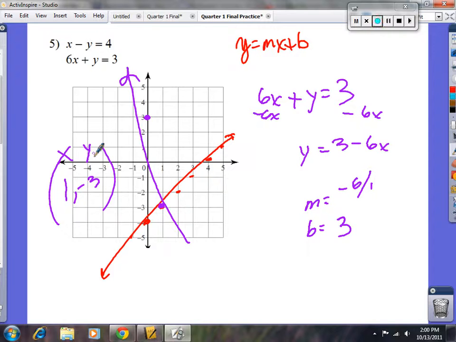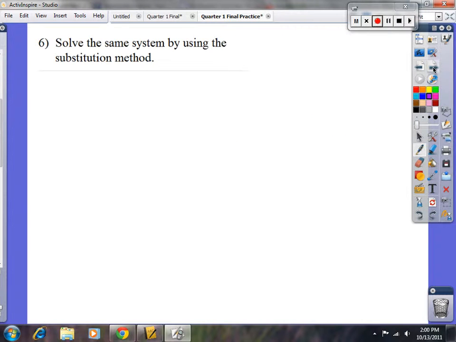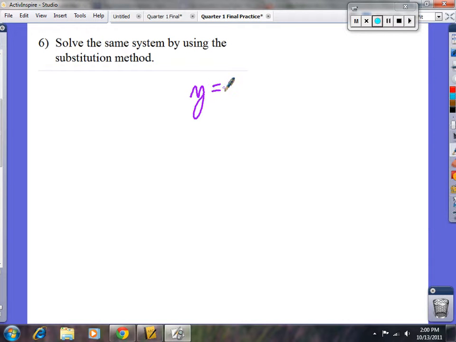Now look at this one right here. Number 6 is going to be the exact same system. But you're going to have to solve it using substitution. So do this. I would not start with the original one they gave us. Let's start with the slope-intercept. Let's start with y equals x minus 4 and y equals negative 6x plus 3. Start with these guys.